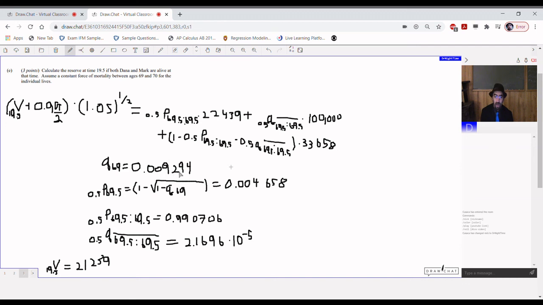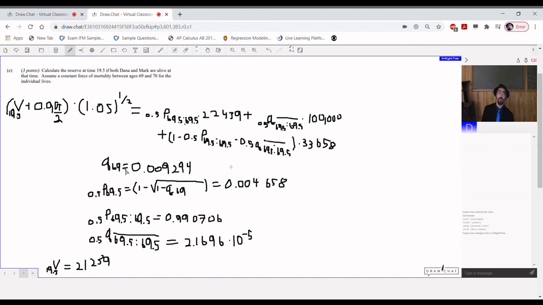Q69 is 0.009294. So P69.5, for 0.5, it's going to be 1 minus the square root. We do square root, not linear interpolation, because it said constant force of mortality rather than uniform distribution of deaths. So we calculate that. We get 0.004658. Probability that both are dead. Sorry, no, so probability that both are alive is 1 minus this squared, which you'll notice is just going to be 1 minus Q69.